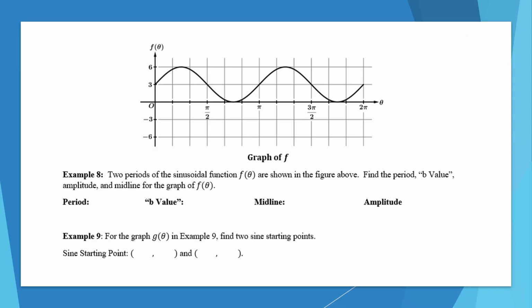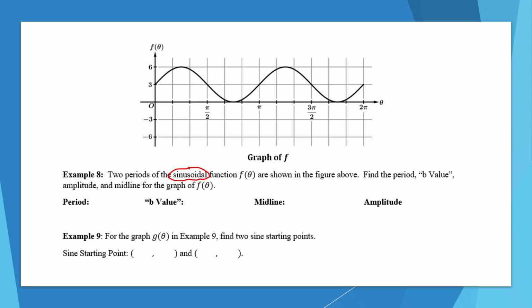Example number 8, 2 periods of the sinusoidal. So one thing that is important to note is when I use this word, it doesn't mean it has to be a sine function. It could be cosine. Sinusoidal applies to both of those, are shown in the figure above. Find the period, b value, amplitude, midline, and then 2 sine starting points for this graph.